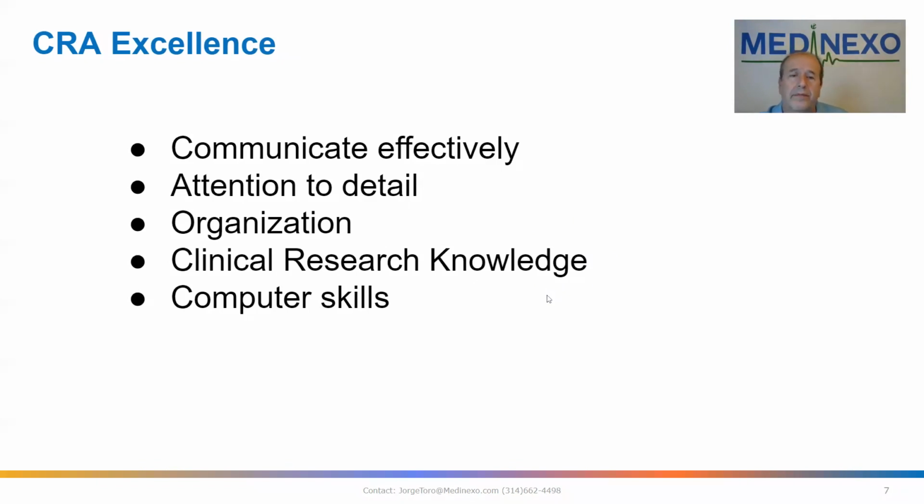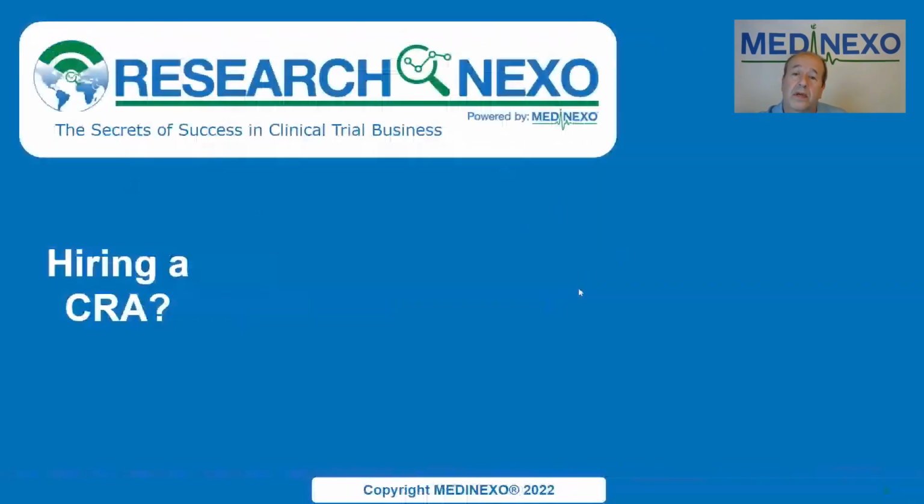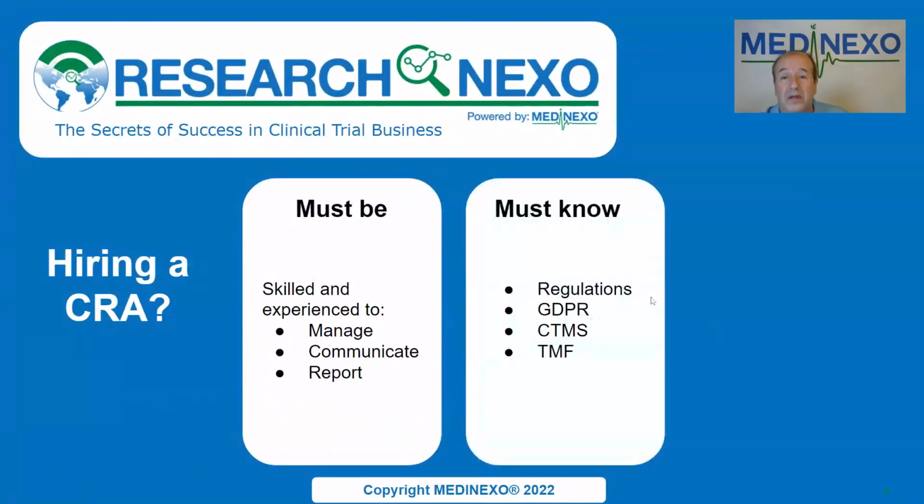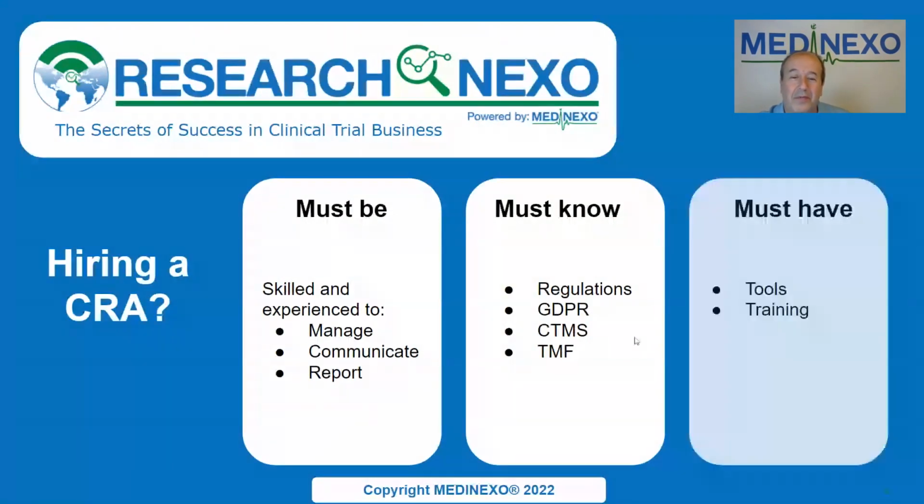So in summary, when hiring a CRA, the CRA must be skilled and experienced to manage, communicate, and report the trial. A CRA must know regulations, must know how to handle GDPR, CTMS, TMF, and all the systems that are necessary for all that. They must know that, and they must have the tools, and they must have the training. So if you want a takeaway from this webinar, take a picture of this screen: what they must be, what they must know, and what they must have when you're hiring a CRA.